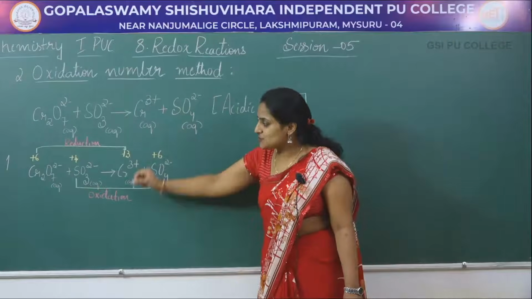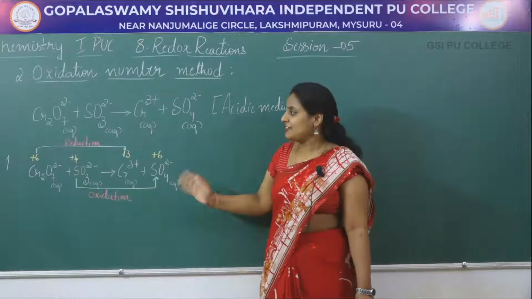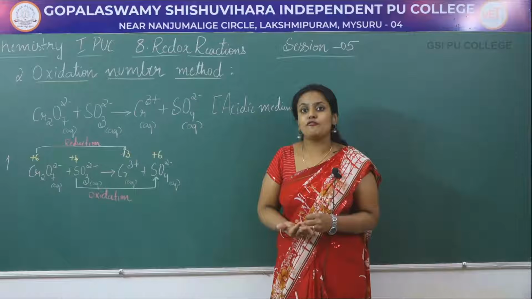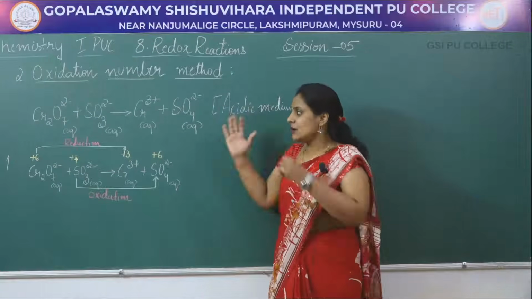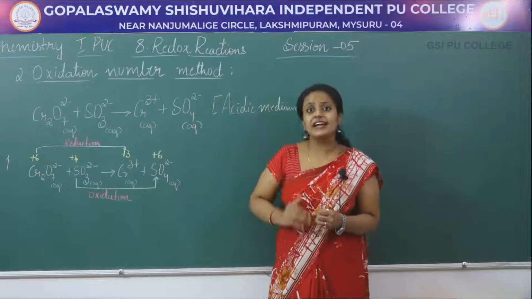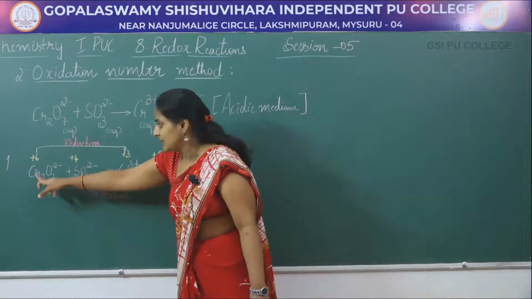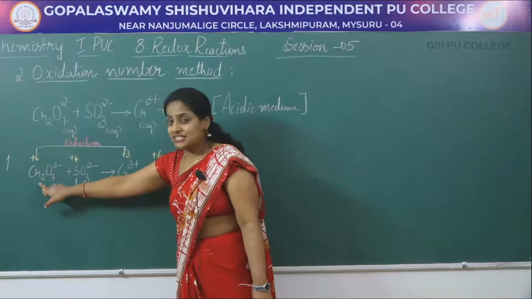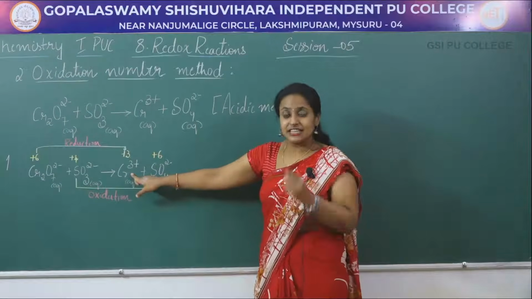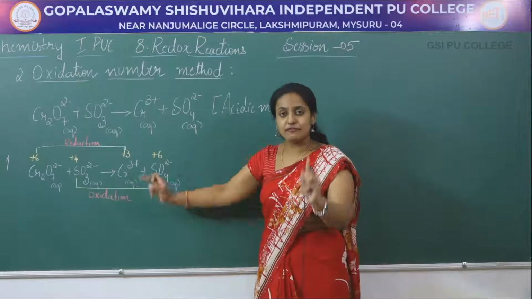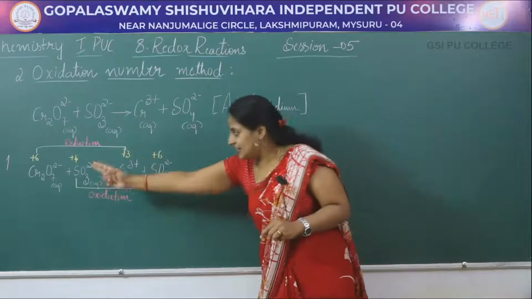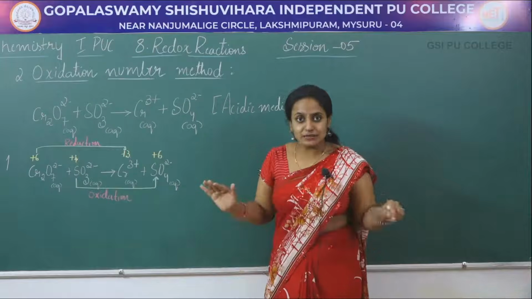After finding which species is undergoing reduction and which is undergoing oxidation, now let us move on to the third step of balancing the redox reaction, that is balancing the number of atoms other than oxygen and hydrogen. You can observe here on the reactant side there are 2 chromium atoms. When you observe the product side, there is only one chromium atom. Therefore, the chromium atoms have not been balanced.